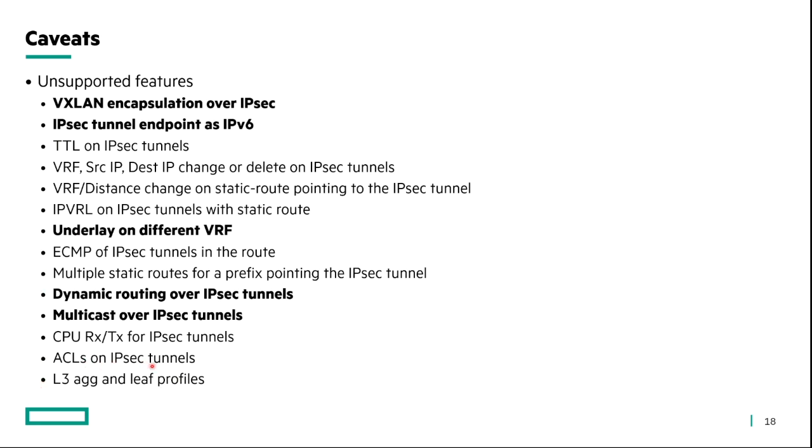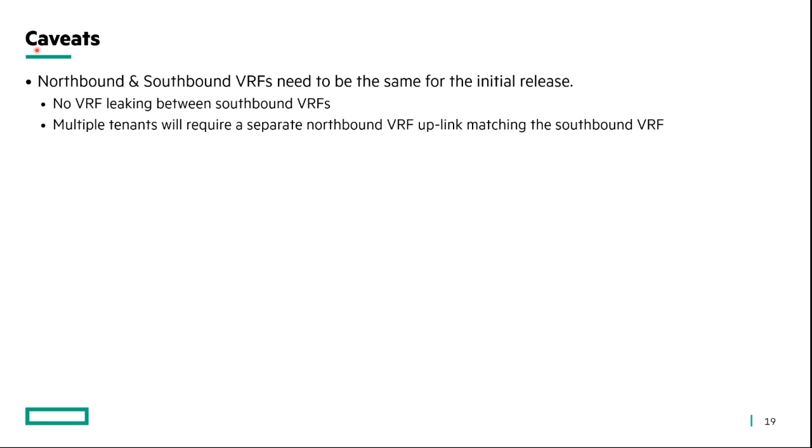ACLs on the IPsec tunnels are less of an issue, because we've always got the firewall inspection engine for traffic ingressing and egressing our data centers, for instance. And just to finish off the caveats, northbound and southbound VRFs, as I mentioned, need to be the same for the initial release. No VRF leaking between the southbound VRFs. Multiple tenants will require a separate northbound VRF uplink matching the southbound VRF. So if you've got a separate tenant, you're going to need to spin up another VRF for that tenant.